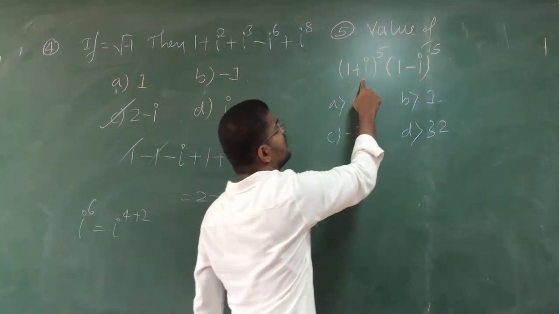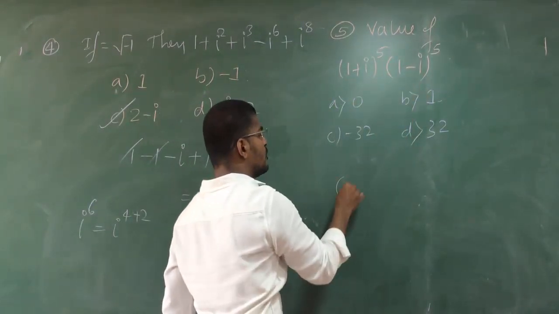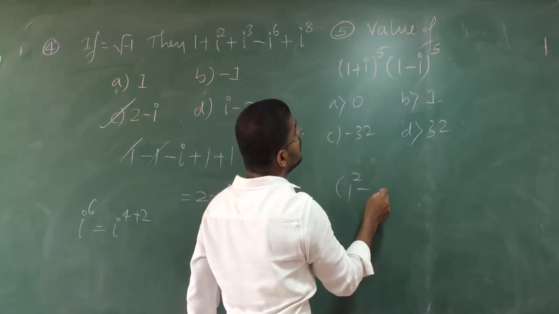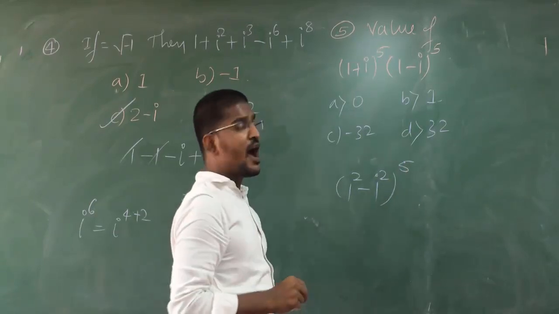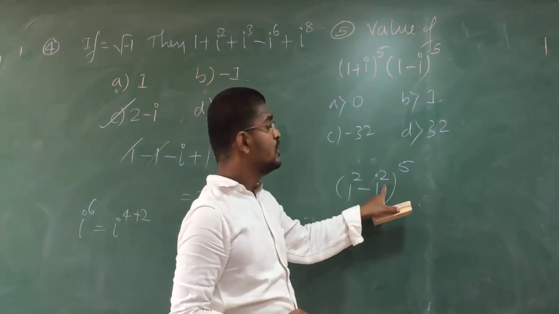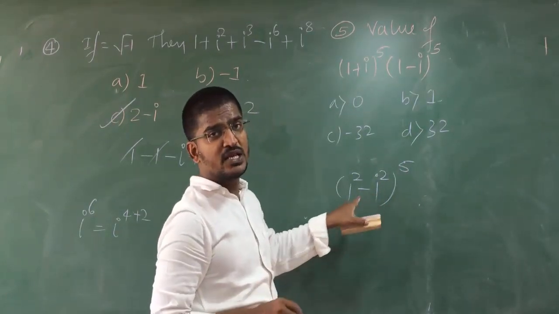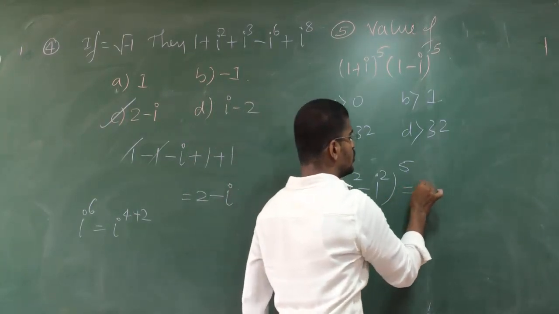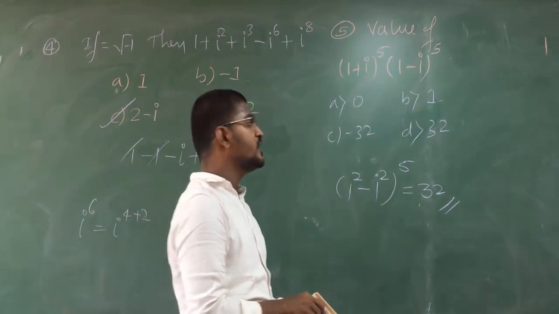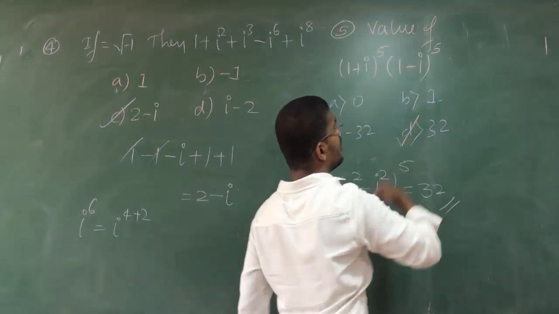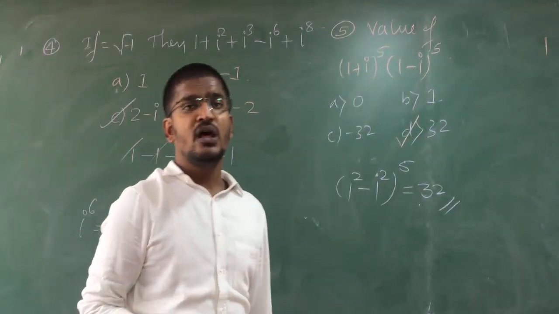Already you know that (a plus b)(a minus b) will be in the form of a square minus b square, to the power of 5. i square is minus 1. So minus into minus will be plus. So 1 plus 1 will be 2. 2 to the power of 5 is 32. So 32 is your correct answer for problem number 5.